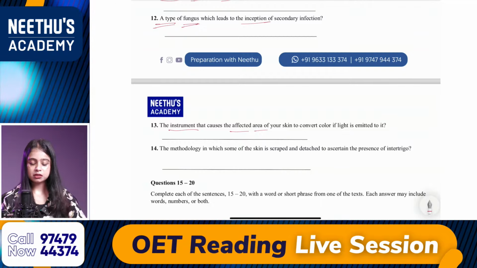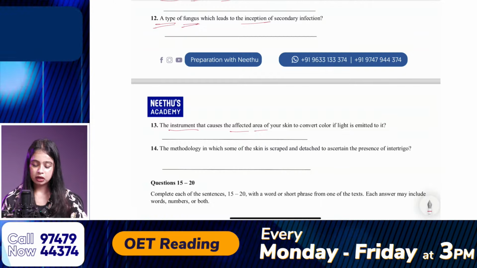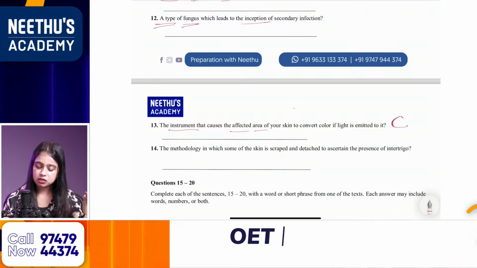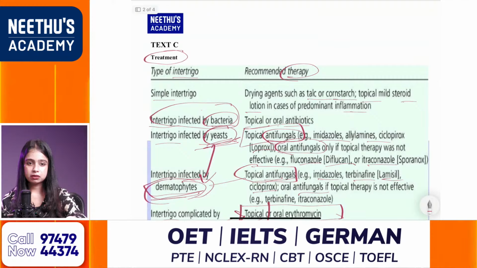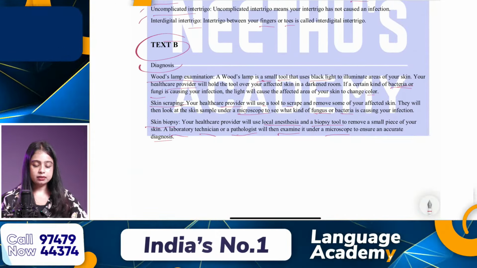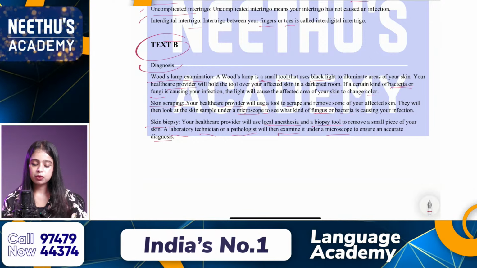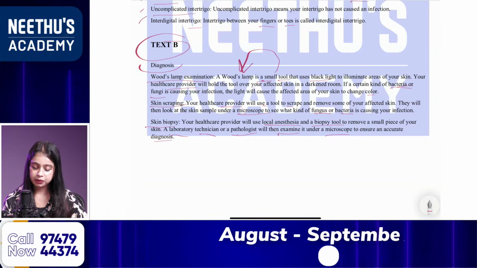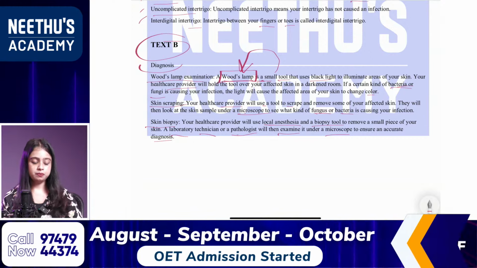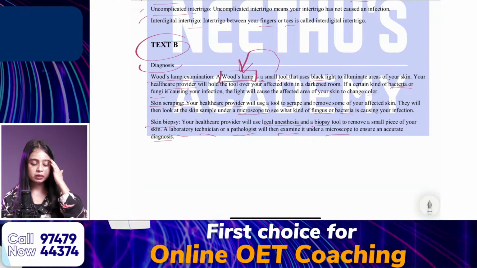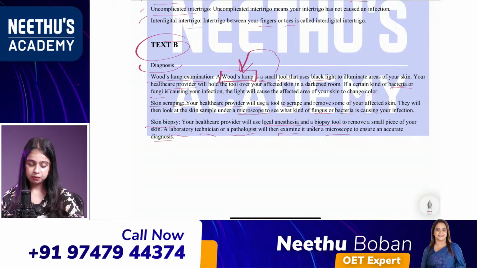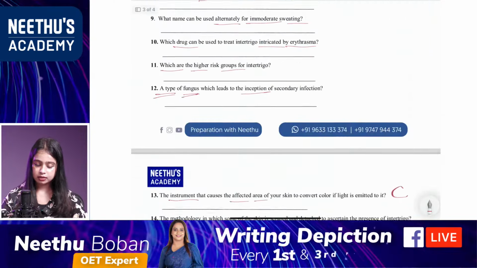Okay, any idea? The instrument that causes the affected area of your skin to change color. It's sure it's from text C because it's a method. They are asking you regarding a method. So, from text B. Yes, so that instrument is called a small tool, that is a Wood's lamp. Okay, Wood's lamp is the instrument. Yes, Reba, Akku, Libby, Shiny, Renu, Jinsi. It is Wood's lamp from text B. So, answer is Wood's lamp.